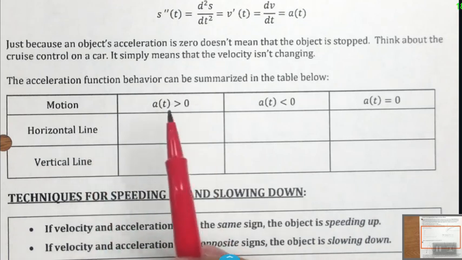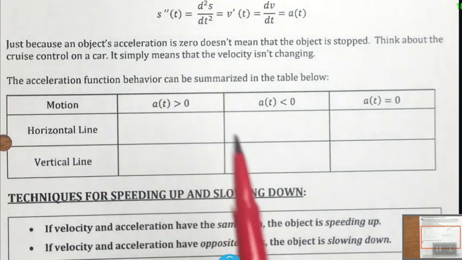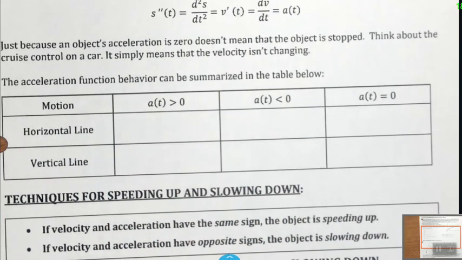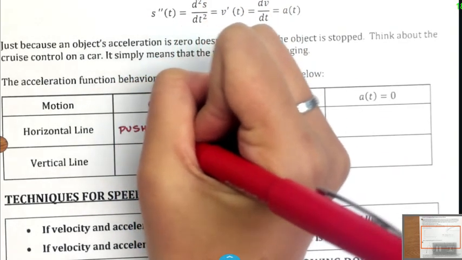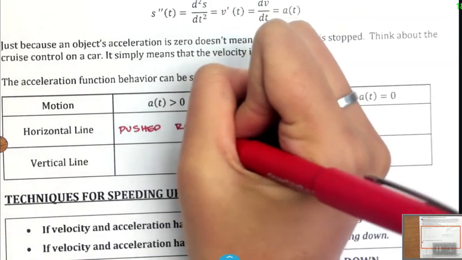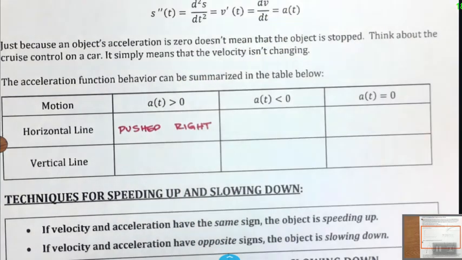For motion on a horizontal line, if acceleration is greater than 0, you can kind of think of it as you're being pushed to the right. So even though you're being pushed to the right, you still could be moving left. Do you know what I mean? Like somebody can push you, but you could still be going forward, even though you're fighting against them.